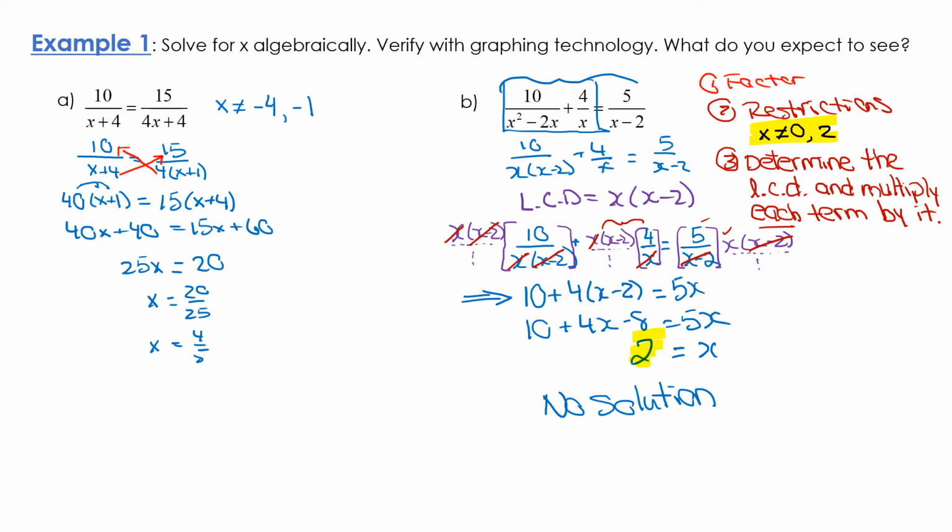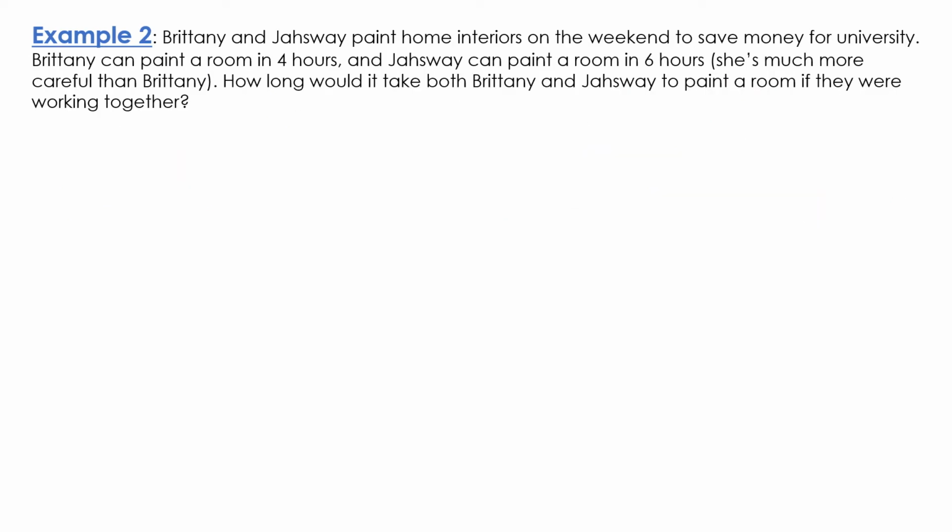Okay, now that we reviewed how to work with fractions, let's get to the word problems. Example 2. Brittany and Jazzway paint home interiors on the weekend to save money for university. I'm reading one sentence at a time, and that first sentence, I don't really care. There's nothing really important in there, so I'm going to ignore that.